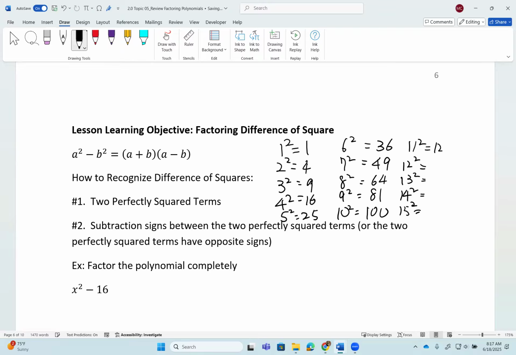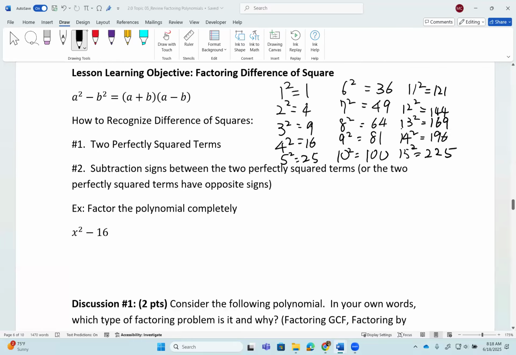11 squared is 121. 12 squared is 144. 13 squared is 169. 14 squared is 196. We're switching the 6 and 9. 15 squared is 225. Okay? So when you see these perfectly square numbers, that gives you a hint.